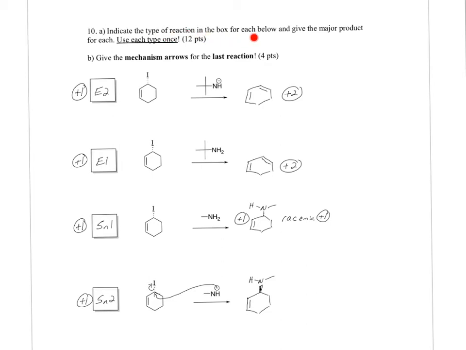Indicate the type of reaction in the box below and give the major product. Use each type once. Not asking for mechanism arrows except for the last one. So it's not more work than you need to be.